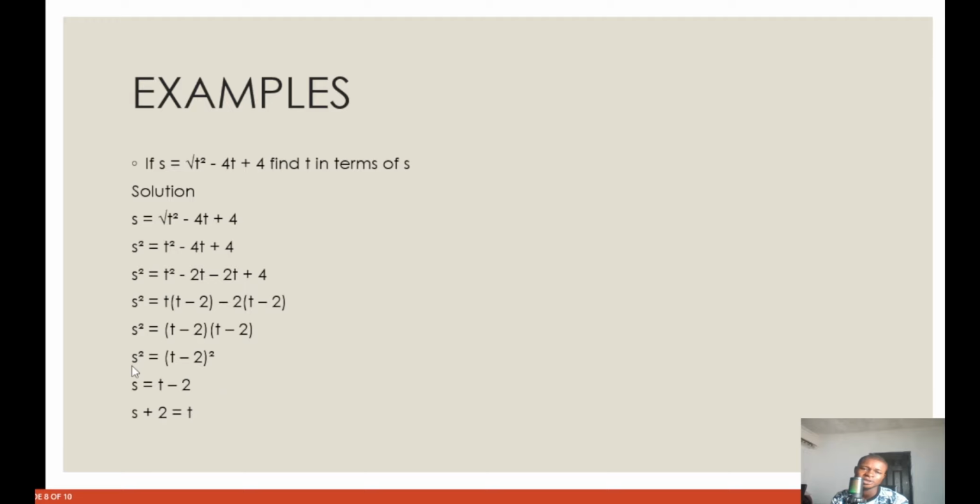So what we did here is to square root both sides so that the squares can cancel themselves. So here at the end of the day we have t equals s plus 2. So here we have made it simple for us to actually learn.